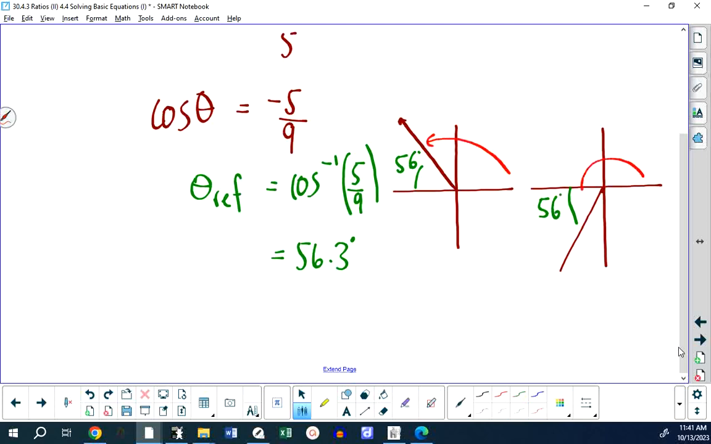I'm going to use the 56.3. I will get, I believe, 123.7 by taking 180 minus the 56.3. Pretty sure that's right. And over here, I'm going to take 180 plus 56.3, which gives me 236.3.